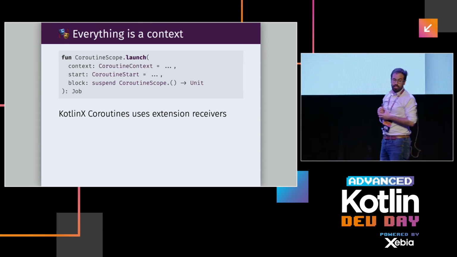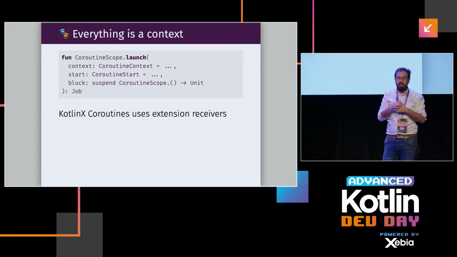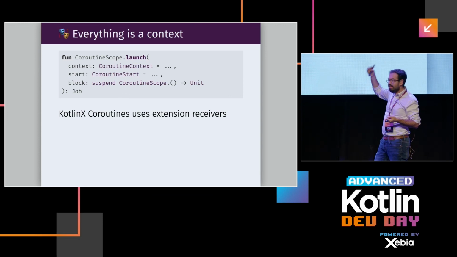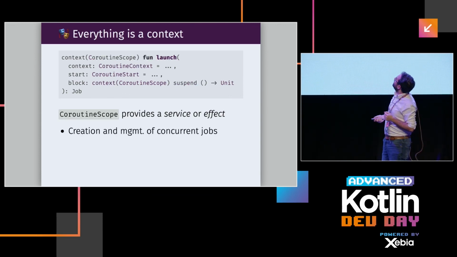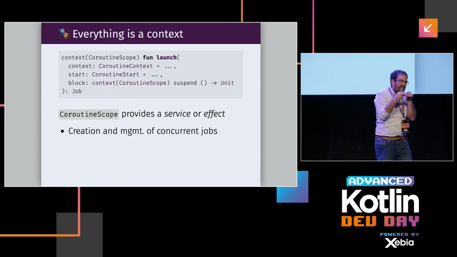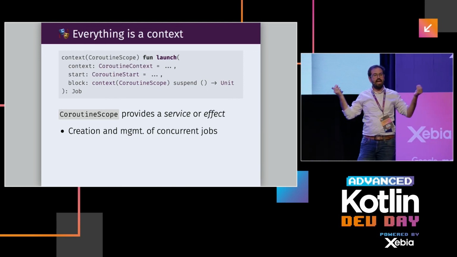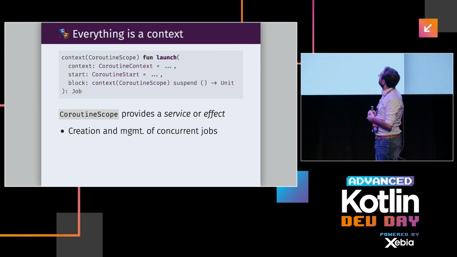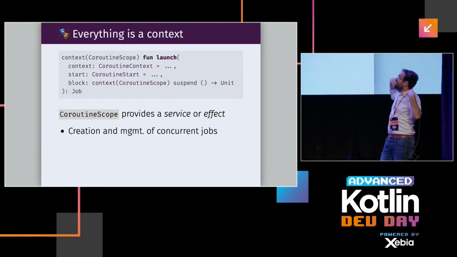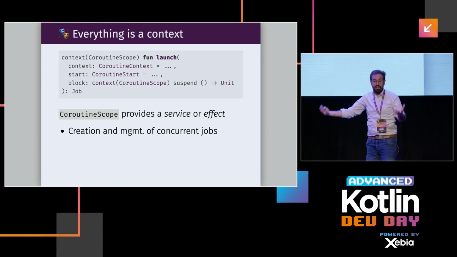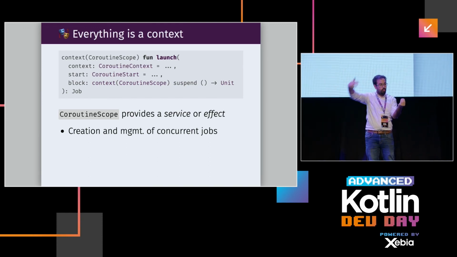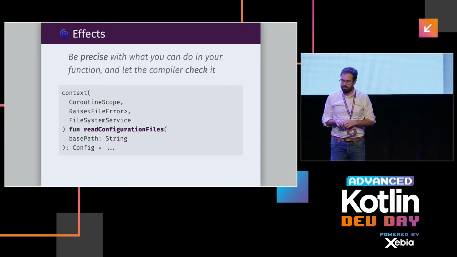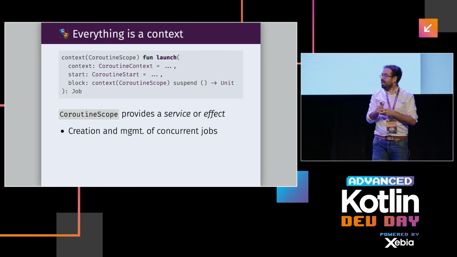What about the launch in the coroutine scope? This is something in the library. Well, this actually uses an extension function, but we could also make them like a context function, right? Because it doesn't have to be exactly the extension. We just need the capability of being able to launch new things. So it's like coroutine scope is actually providing a service or an effect. It's like declaring one extra thing you can do within your block. It's a special service, which in this case is creation of concurrent jobs. So once you go this way, you start seeing effects everywhere.